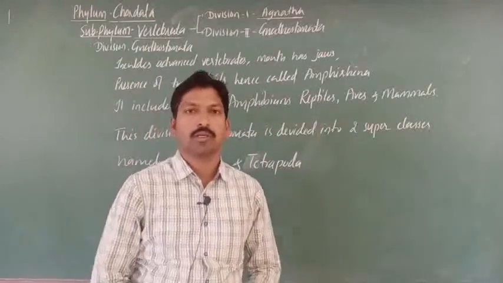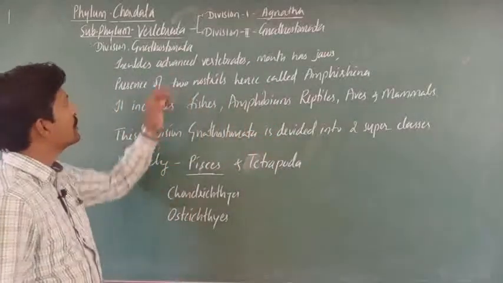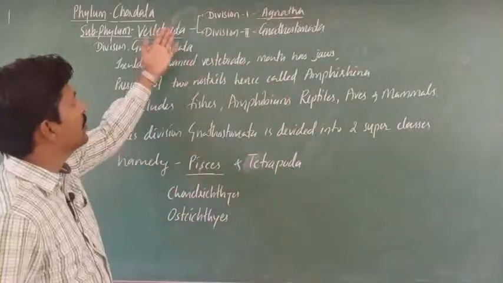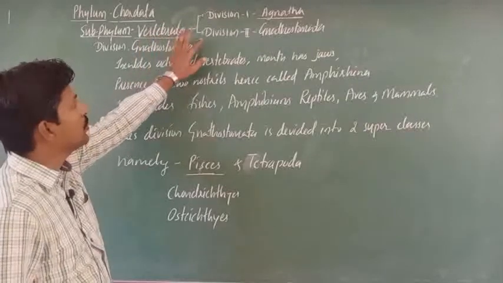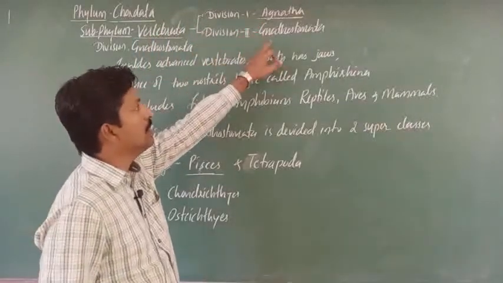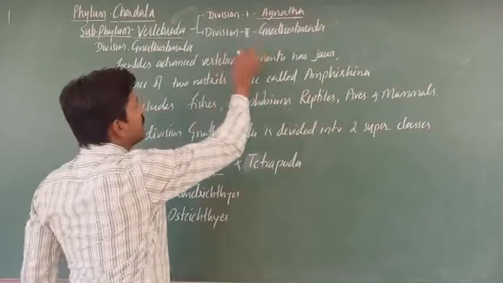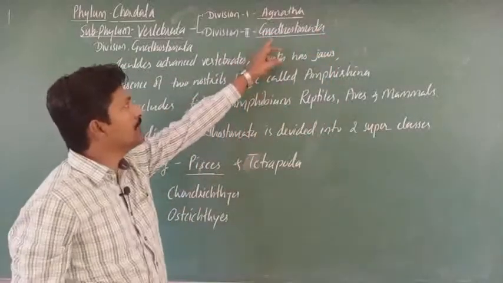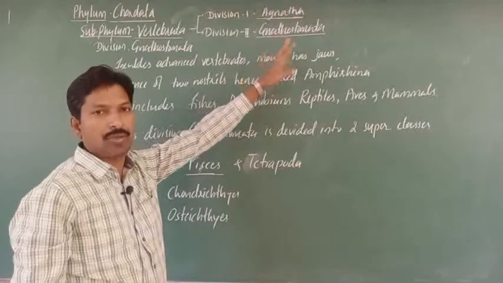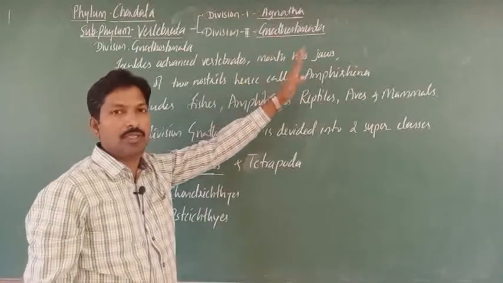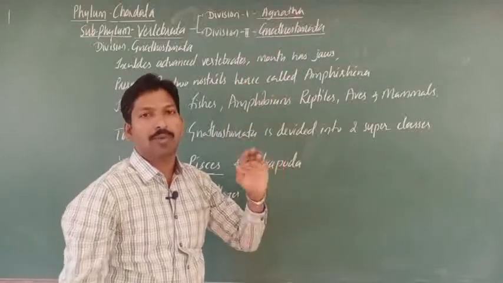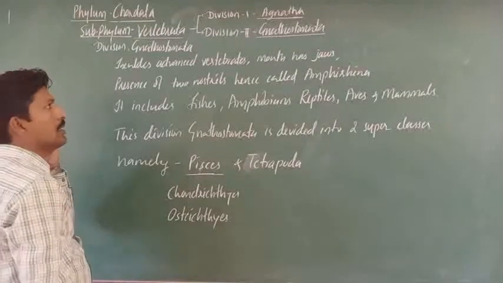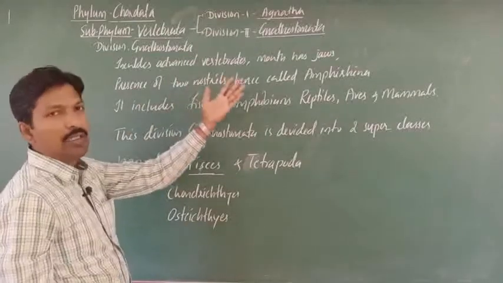Hello students, in this video let us start with the division Gnathostomata. In the previous video we discussed that the Vertebrata is divided into two divisions, Agnatha and Gnathostomata. So the second division is Gnathostomata. As we studied already, Gnathostomata means the mouth has jaws. The mouth is supported by an upper jaw and a lower jaw. There are two jaws which we observe in Gnathostomata. In Agnatha, jaws are absent.